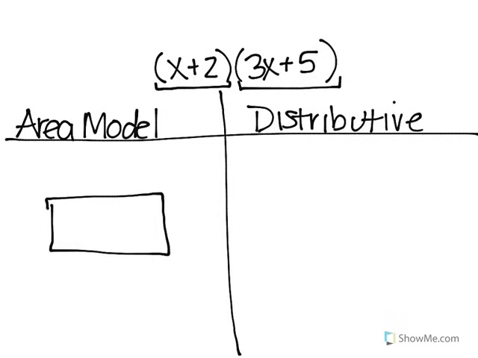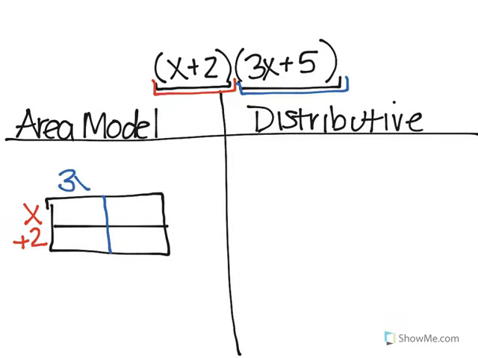I'm going to divide my rectangle into two rows, and that's because I have two terms in my first factor. I'm going to label those rows as those terms. So I have x and positive 2. Then I'm going to divide this rectangle into two columns, and that's because I have two terms in my second factor, and I'll label those columns 3x and positive 5.